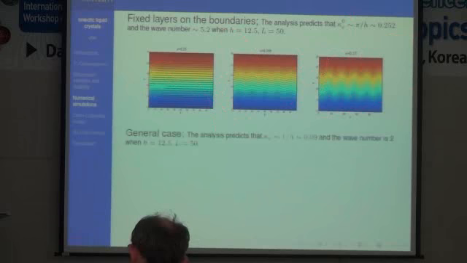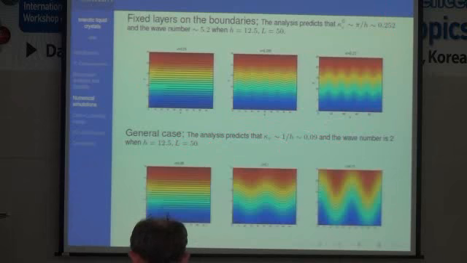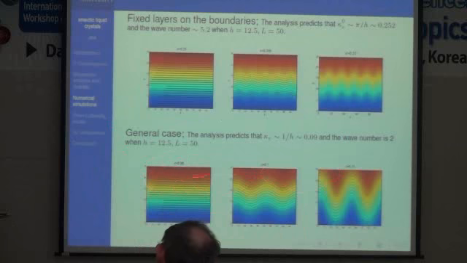And for the general case, if you apply the natural boundary condition on the layers, we expect to have a much lower critical field and bigger undulations. So this is what we had here. Again, good agreement between the analysis we had and the numerical simulations, with much bigger undulations now.